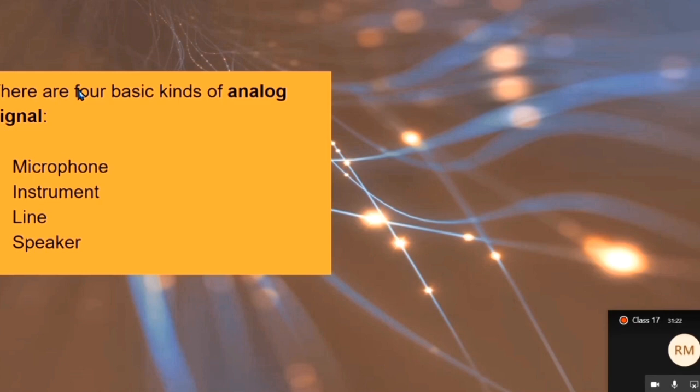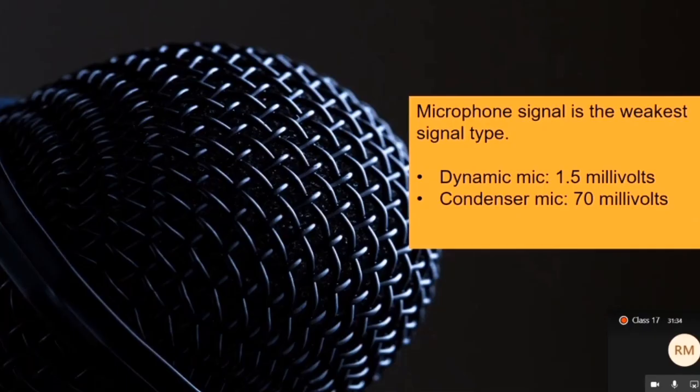And it's basically like this. Microphone signal is super weak and speaker signal is super strong. The weakest signal is microphone signal. Now I have a whole module planned on microphones, and in that module, I'll explain the differences between dynamic and condenser mics. And essentially, for this topic, it's enough to know that dynamic mics are the weakest of the weak. They're producing only 1.5 millivolts.